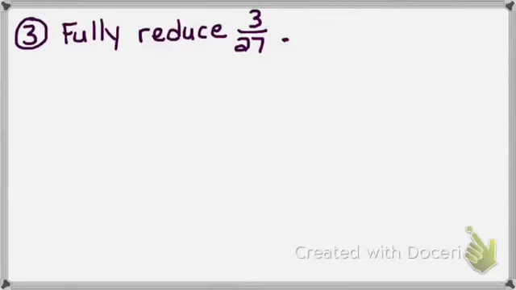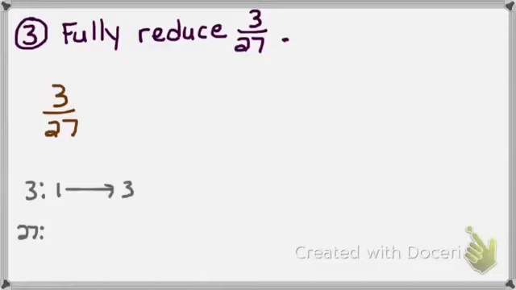Example number 3 says fully reduce 3/27. Okay, so when I fully reduce or simplify or put in lowest terms, I have to find the GCF, the greatest common factor of both the numerator and denominator. So my numerator is 3, my denominator is 27. Let's find the factors of both 3 and 27. 3: 1, and itself, which is 3. Does 2 work? Nope. 3, oh, there it is. So I am done. 27: 1 and 27.